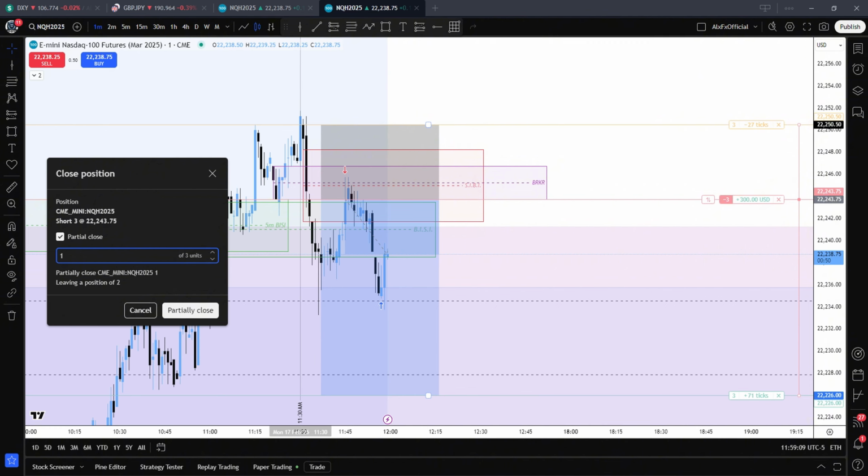We should see displacement following this if we don't trade any higher, so we shouldn't touch that 50% of the fair value gap, and then we should displace through the low that we just created, and that's where I'm going to take another partial.